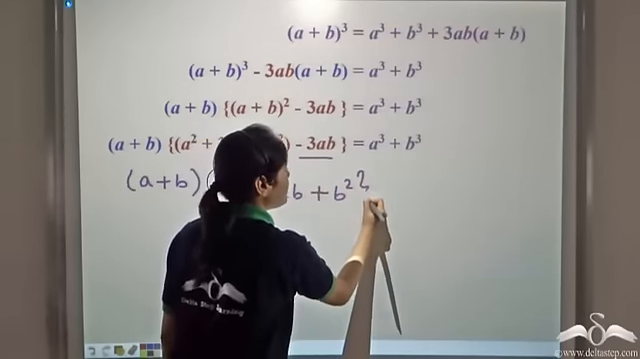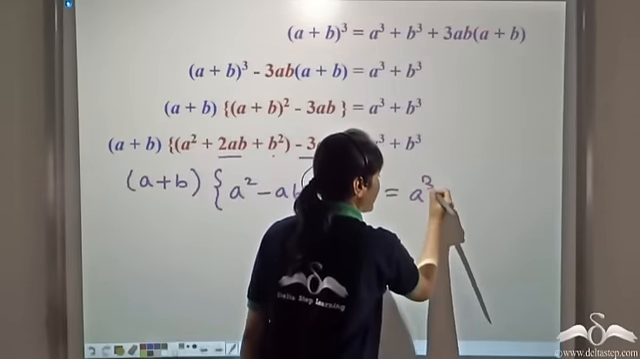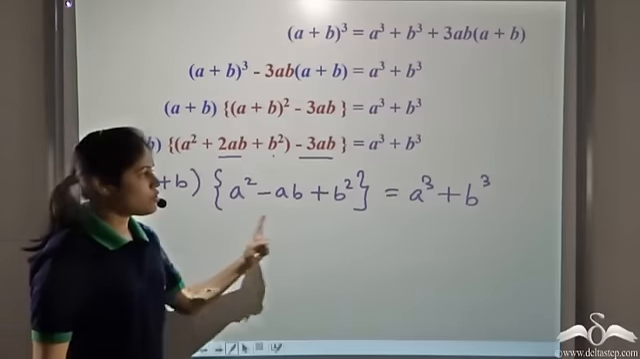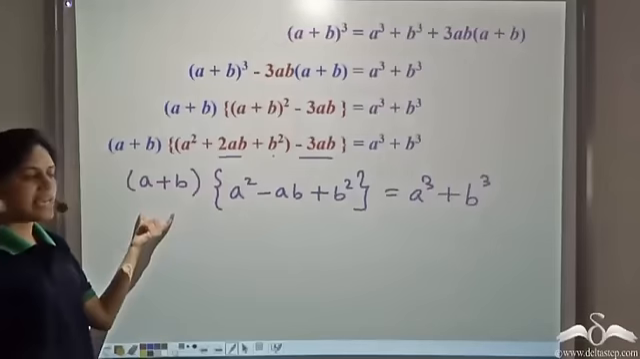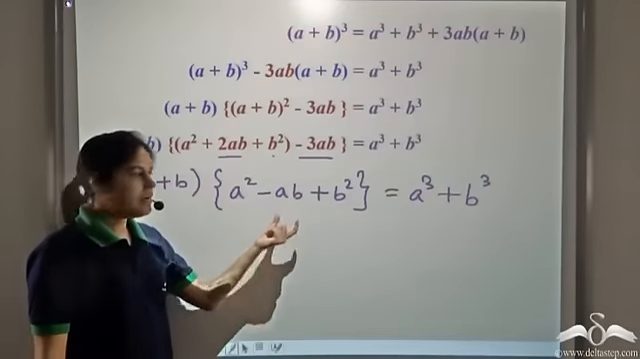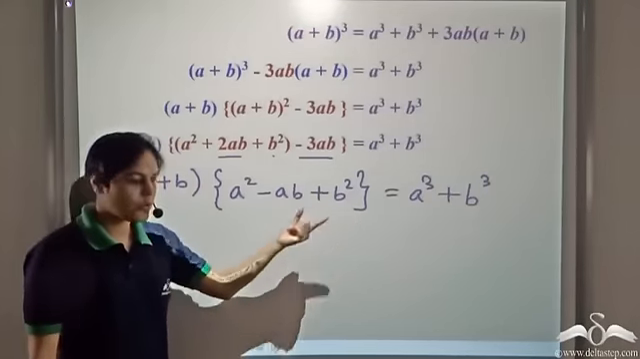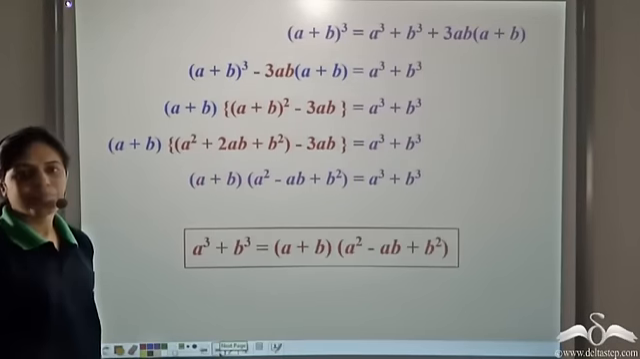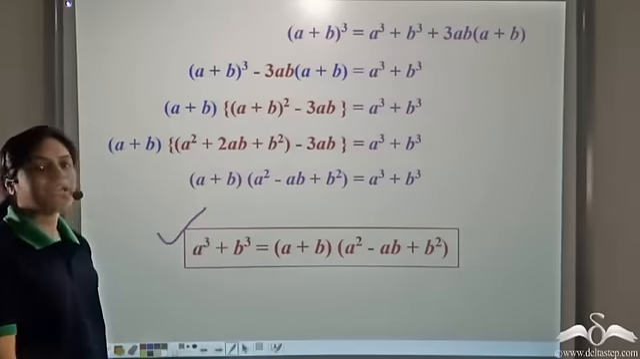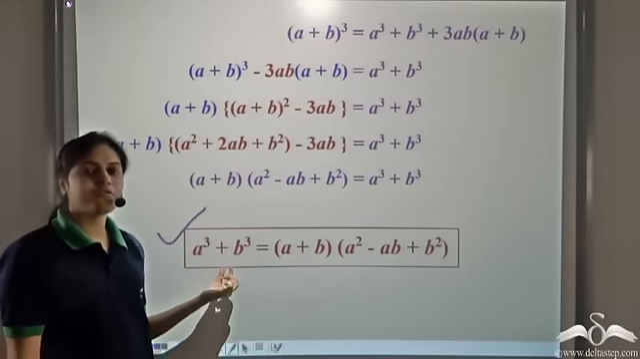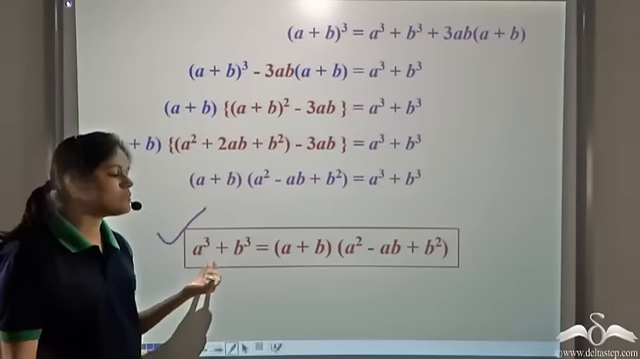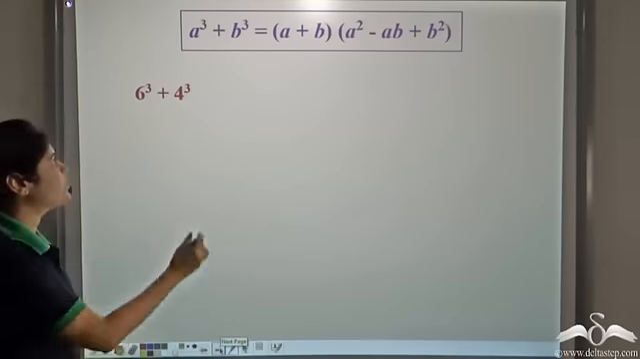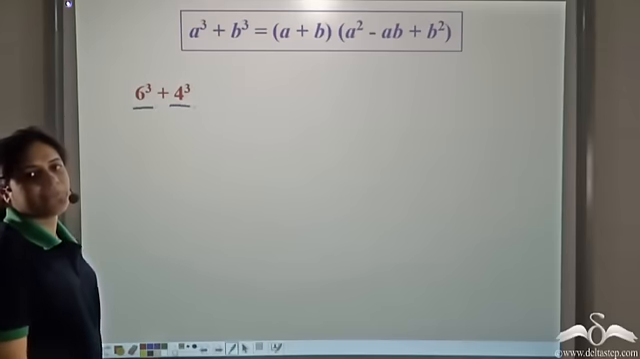plus b square. This is equal to a cube plus b cube. So a cube plus b cube is a plus b into a square minus ab plus b square. Now this is a special identity, and we can memorize it and use it whenever we have to find the sum of the cubes of two numbers. So let us see how it can be used to calculate the cubes of these two numbers.